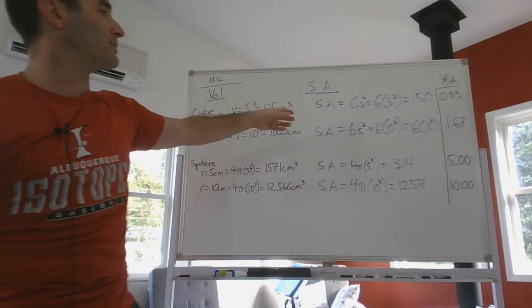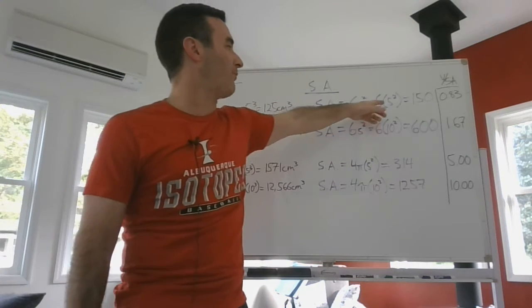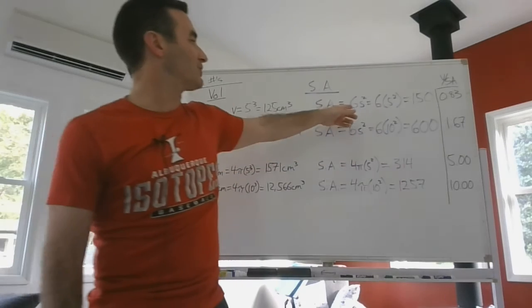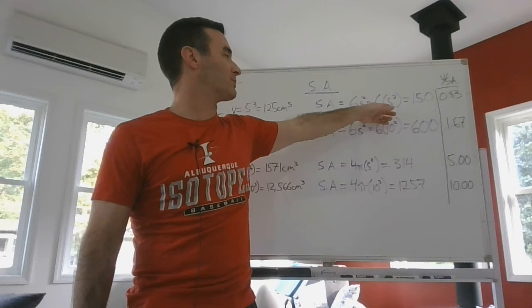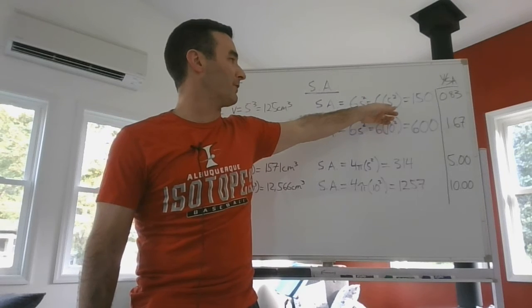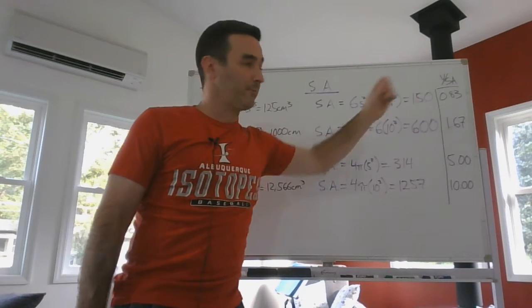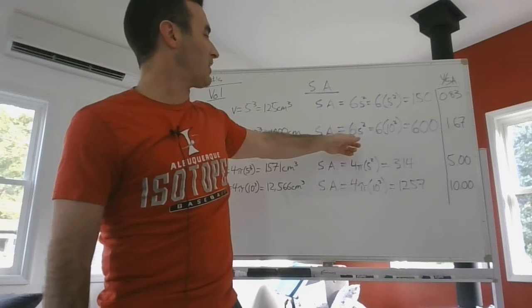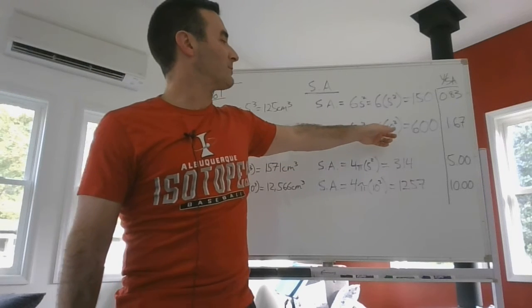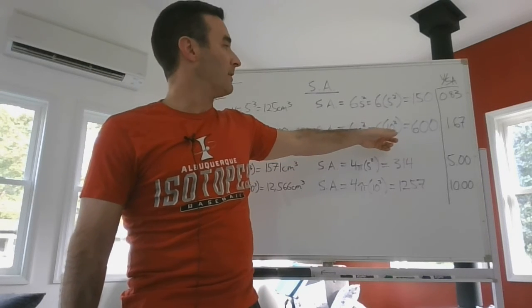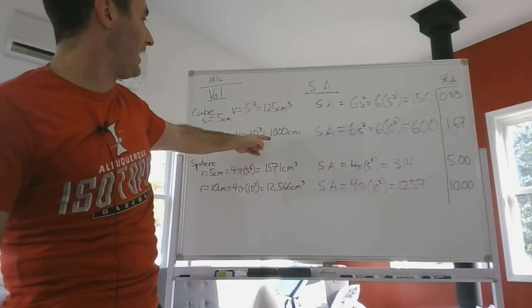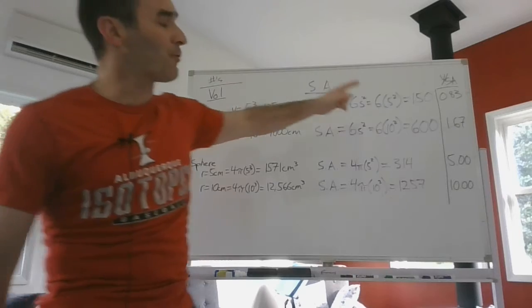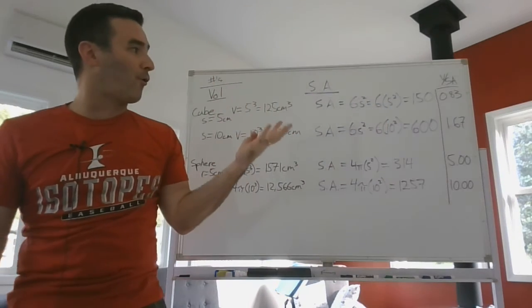Now let's look at what happens to the surface area when you go from 5 to 10. Well, 6 times 5 squared. Well, that's 6 times 25. That's 150. 6 times 10 squared. Well, that's 6 times 100. That's 600. Well, my volume went up by a factor of 8, but my surface area went up by a factor of 4.